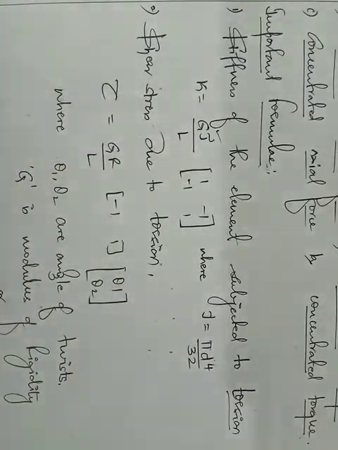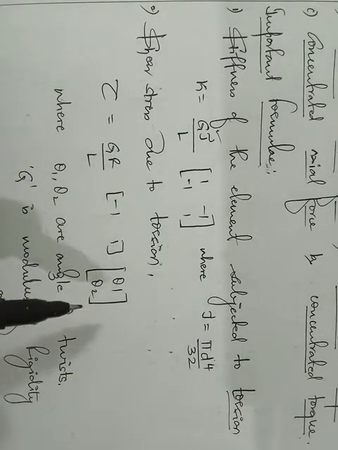Now the second formula is how to find shear stress. It is G into R divided by L times [-1 1] into [theta 1, theta 2], where theta 1 and theta 2 are the angles of twist. G is the modulus of rigidity or shear modulus.